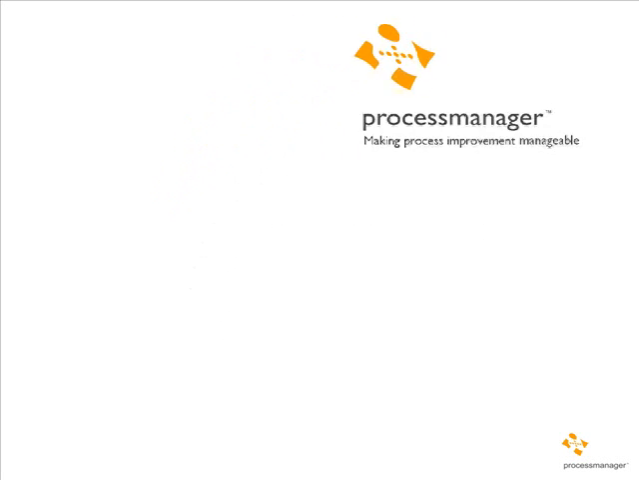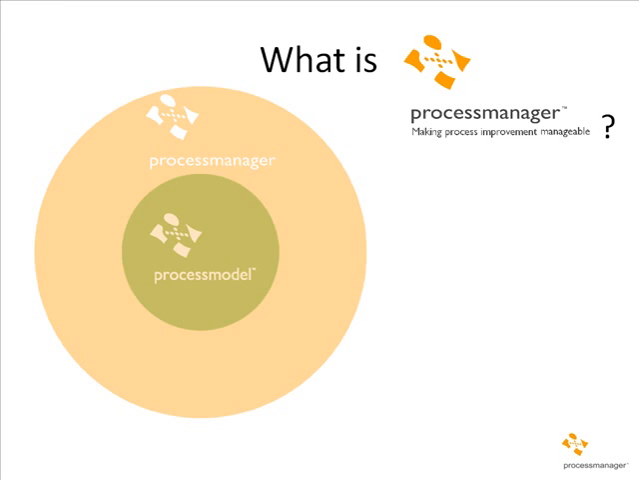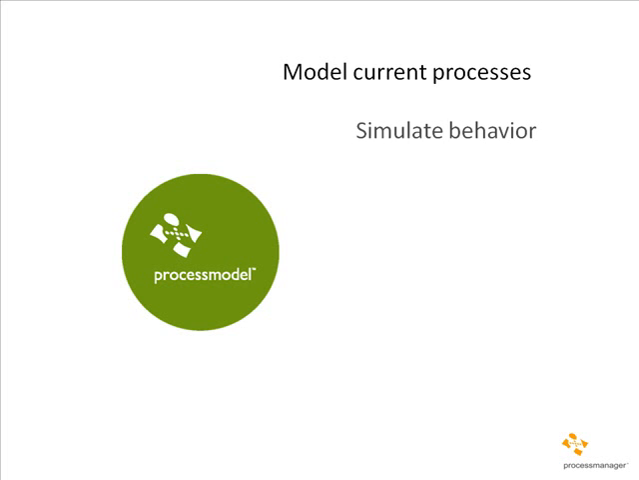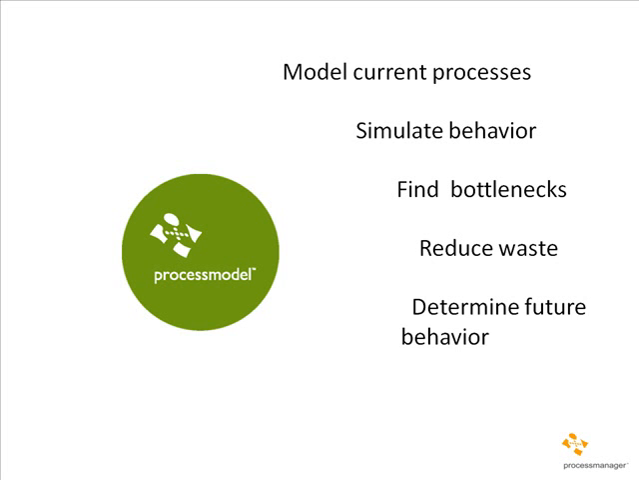What is Process Manager? Process Manager supports work done with Process Model. Process Model is a process improvement tool that is used to capture the current process and simulate its behavior. With this tool, you can find process bottlenecks, reduce the amount of waste in the system, and accurately predict the behavior of systems not even built.